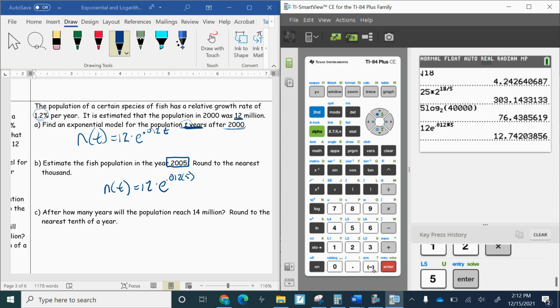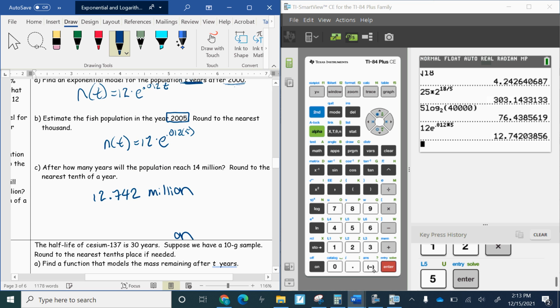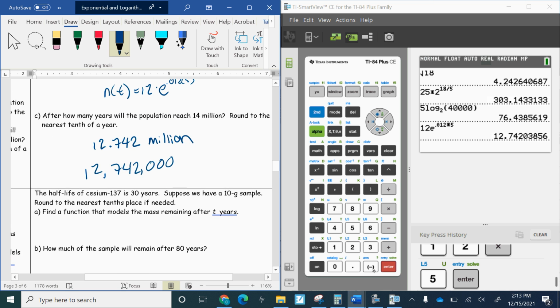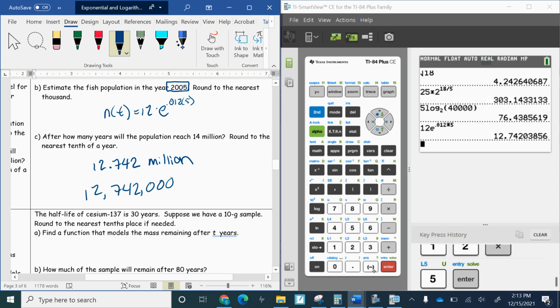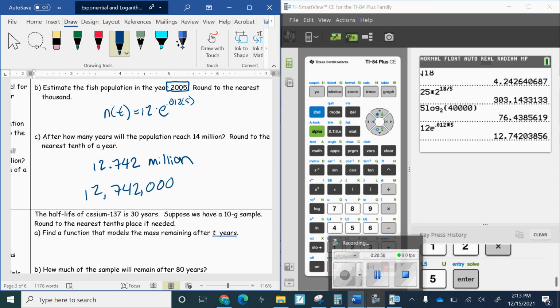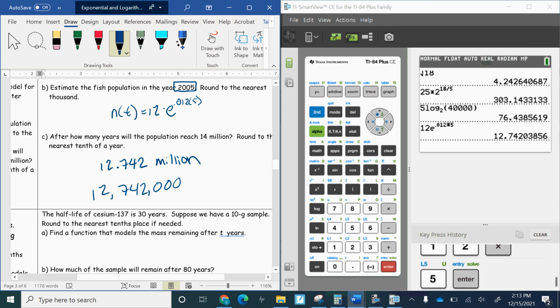Is approximately 12.742. This is million. So either put that label or convert it into millions, 12,742,000 for that. Okay. And that's it. We'll do those last two in class if you need an extra example of those word problems. But you're pretty much just plugging into those formulas and solving.